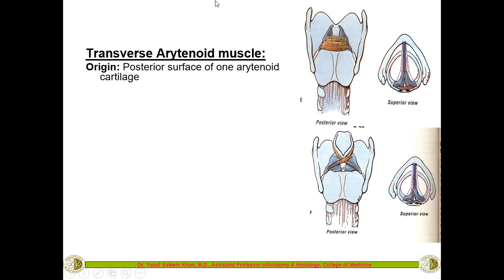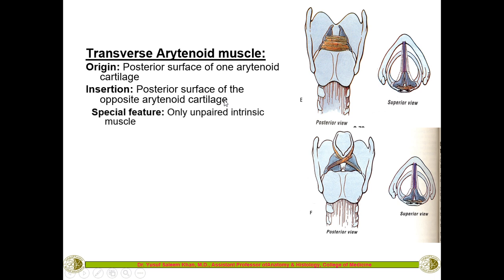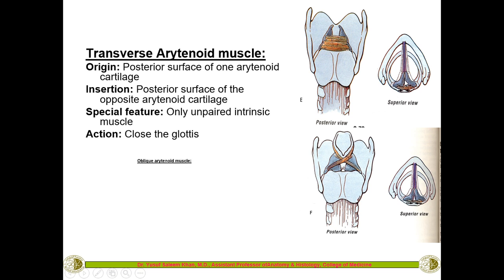The origin is from the posterior surface of one arytenoid cartilage to the posterior surface of the opposite arytenoid cartilage. This is the origin and insertion. The special typical feature is that this is the only unpaired intrinsic muscle. All other muscles are paired, present in twos, but this is the only unpaired muscle. So it is only a single muscle. Like all other muscles, this also closes the glottis. Here you can see the action: when they contract, it closes the glottis.